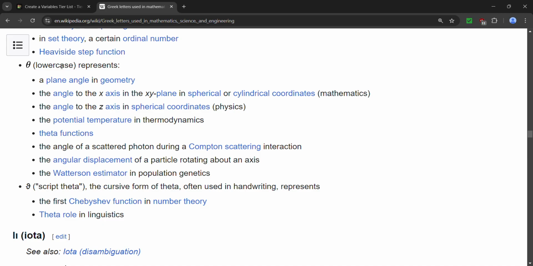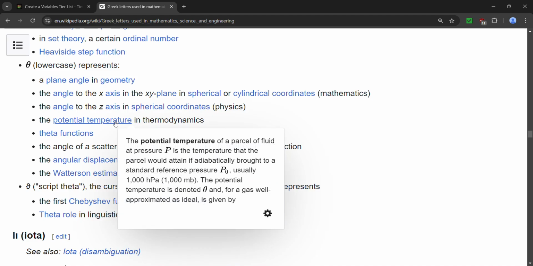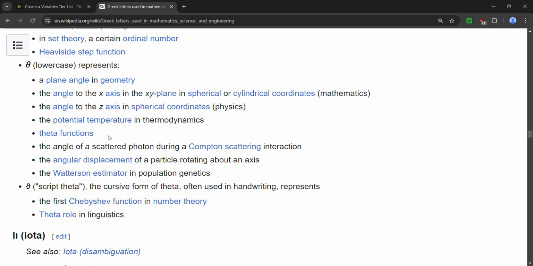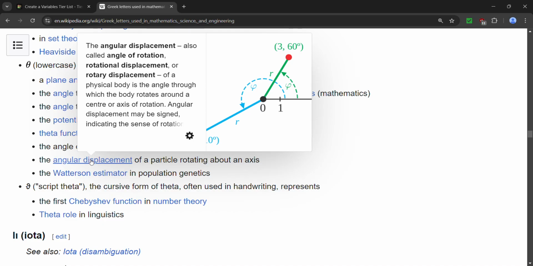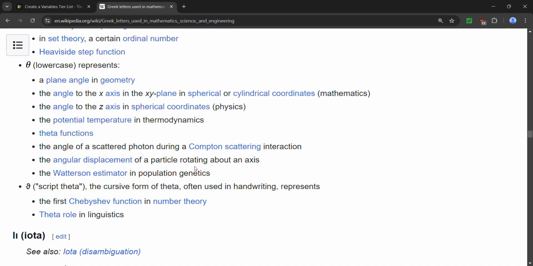Lowercase theta, though, we've got all these angles. Potential temperature. I've never even heard of that. That sounds interesting. Okay, cool. And mainly just angles. I thought there was some other stuff that theta represented. Maybe not. Angular displacement, I guess. It's kind of still an angle, but okay. Script theta doesn't really represent much. Okay.